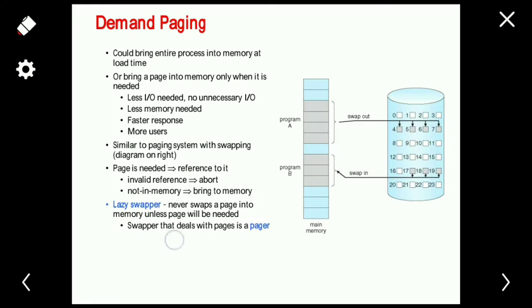A swapper that deals with pages is called a pager. So demand paging is a concept of both paging and swapping. In swapping, we swap the entire process, but in this case, we are going to swap only the pages. We divide the process into a number of pages, and those pages are swapped between the secondary and main memory.